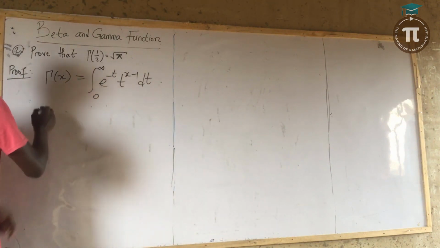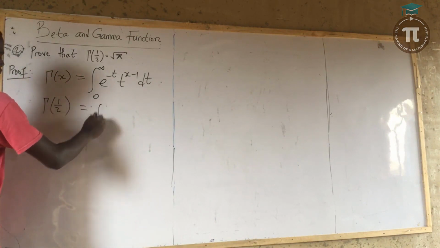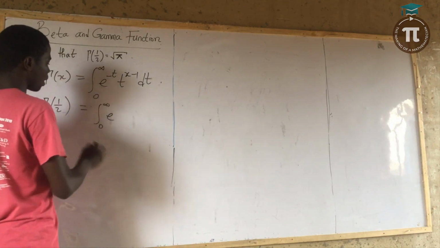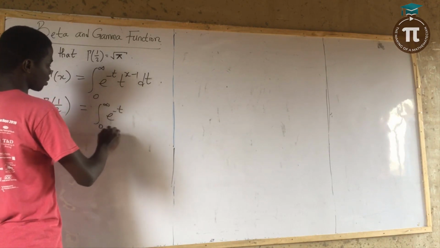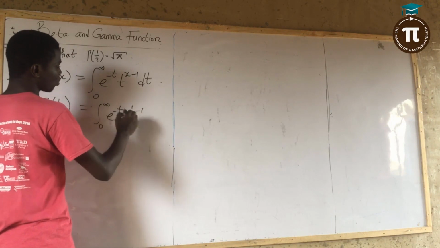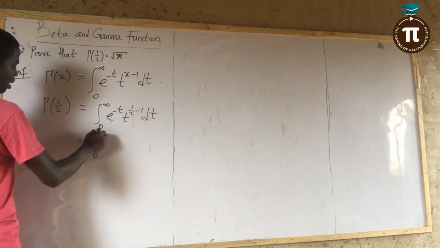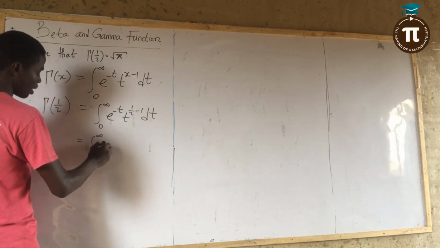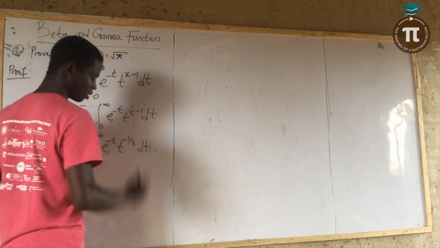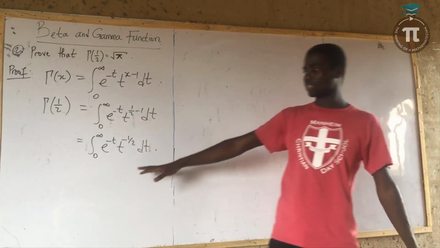So now, that means that gamma of 1/2 will be equal to the integral from 0 to infinity of e raised to the power of minus t, t raised to the power of what? 1/2 minus 1 dt. So I will have again the integral from 0 to infinity e raised to the power minus t, t raised to the power of minus 1/2 dt. So this is where we are going to make one substitution. So this is by definition.